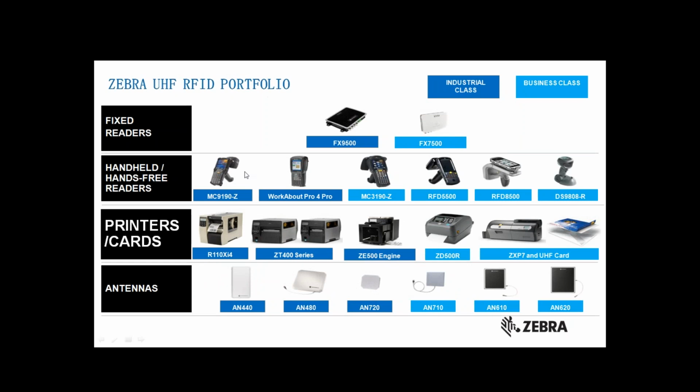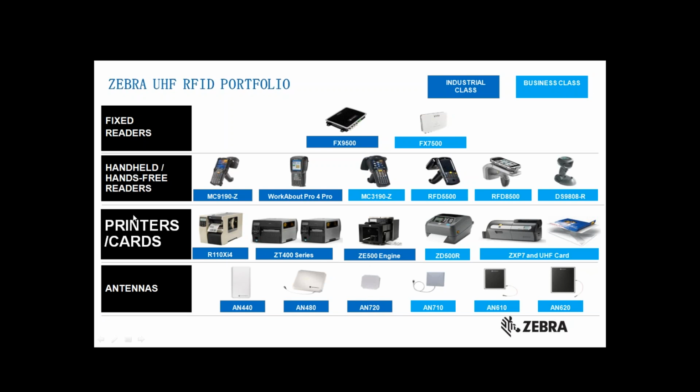If I was to look at it from an overall portfolio perspective, you will see that on the top we have the fixed readers. Now these readers can of course be mounted into the ceiling. So something like the FX9500 has 8 different antennas that it can connect up to. We have the handheld readers, which enable the worker to be mobile and capture the RFID tags on the floor and such.